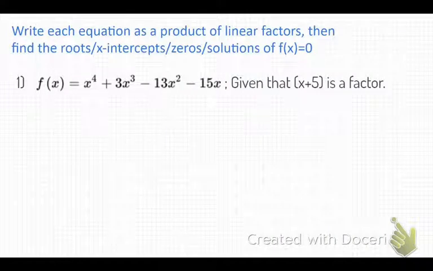Okay, so I have f of x equals x to the 4th plus 3x cubed minus 13x squared minus 15x. And I'm given that x plus 5 is a factor. So yes, Diego said we should use synthetic. Do you agree with him? I agree we should use synthetic, but I don't think that's going to be the first step this time. Yes, really. So let's look at this equation.